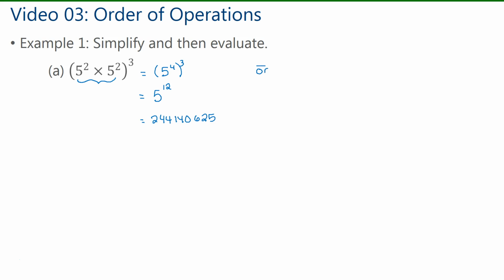Now another way that we could do this is to apply the power of a product rule and apply the exponent to each base in the brackets. So we can write this as 5 to the 6 times 5 to the 6. Now use the product of two powers rule and add the exponents together to give us 5 to the 12. So we get the same answer either way.